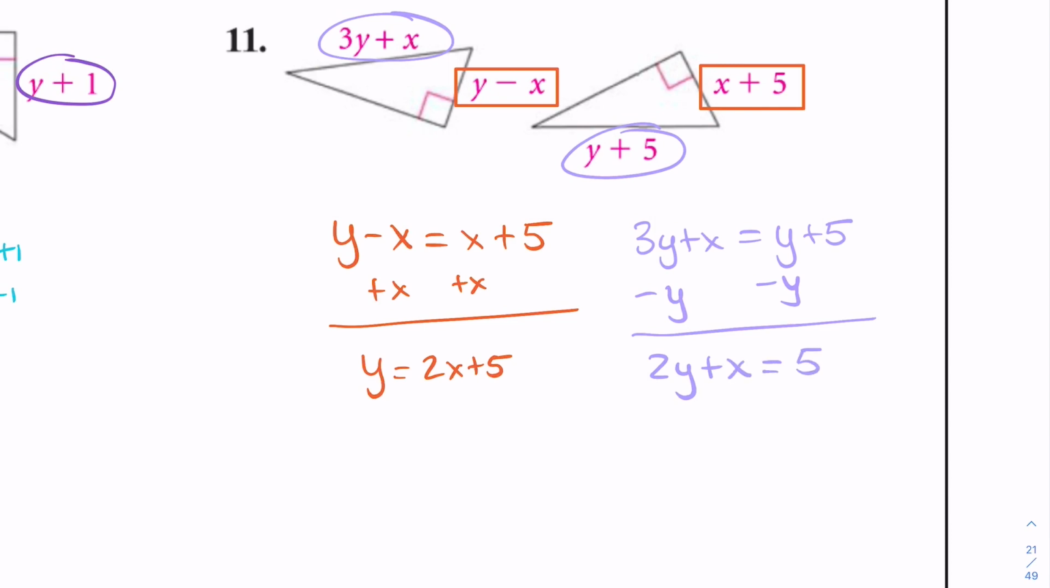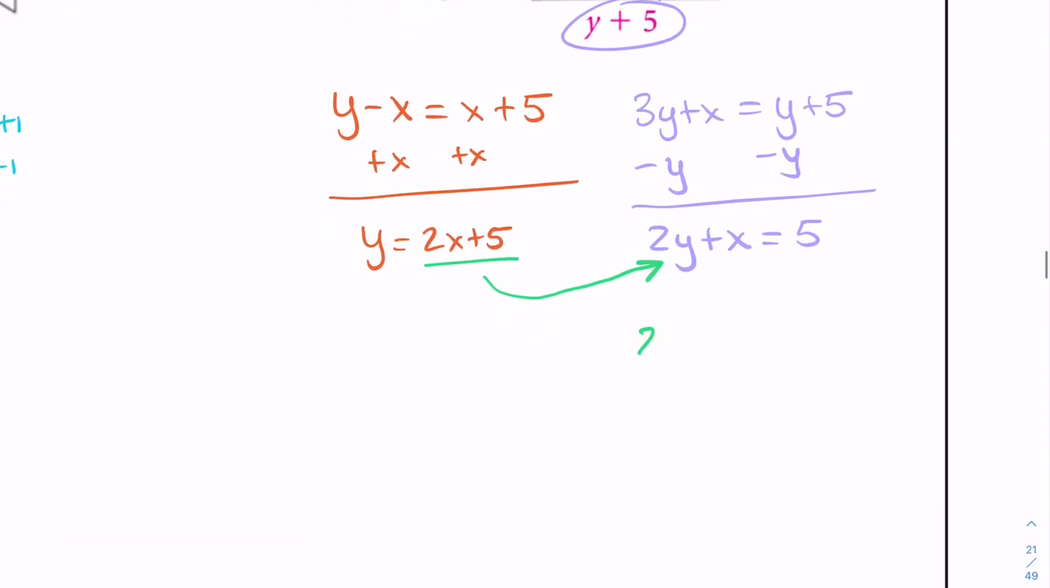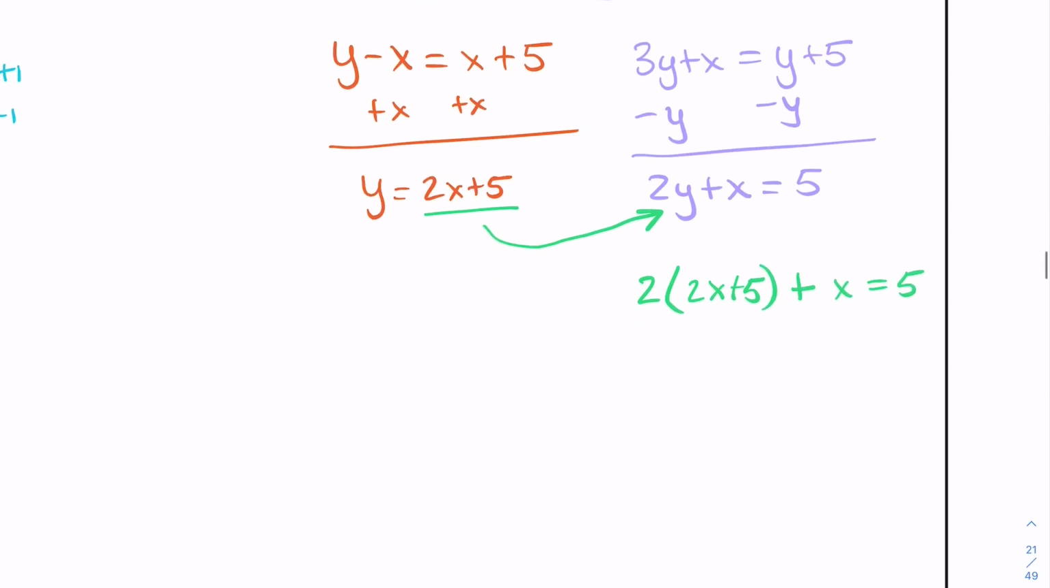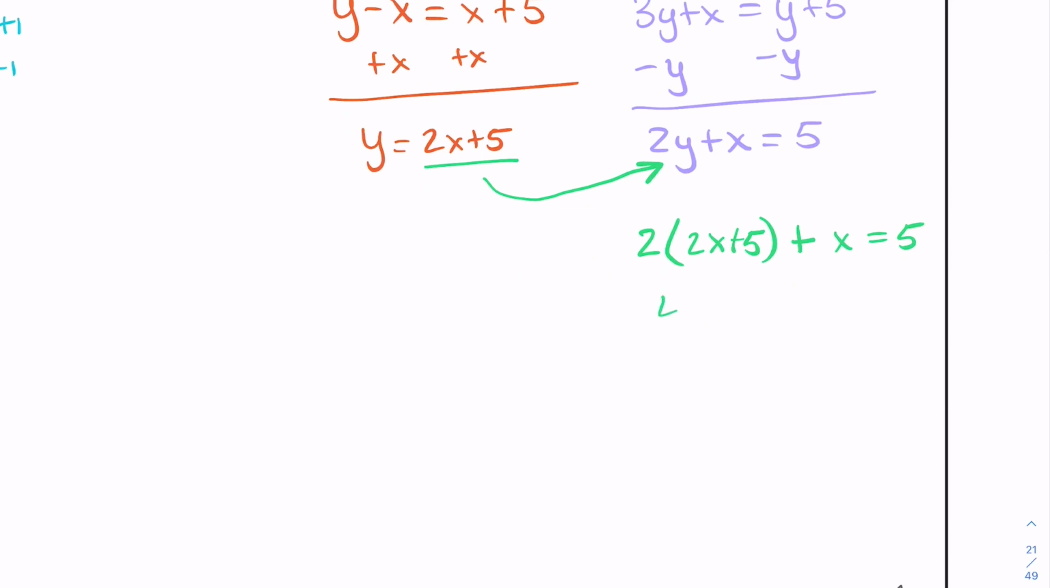Okay, you know what? I'll take this and put it in for wherever I see a y. So 2 times (2x plus 5) plus x equals 5. So I'll get 4x plus 10. I have to use the distributive property. Don't forget the distributive property. Plus x equals 5. So 5x plus 10.